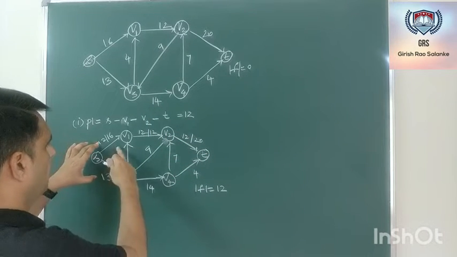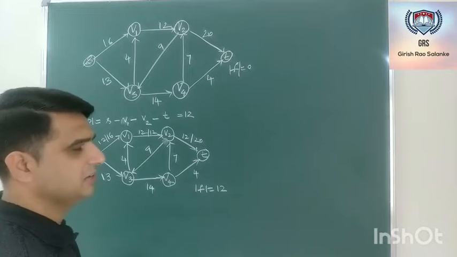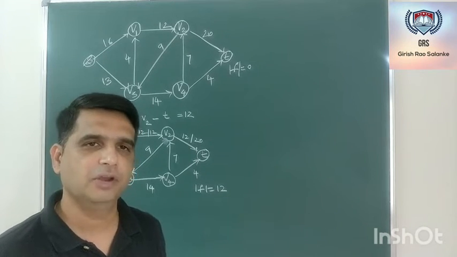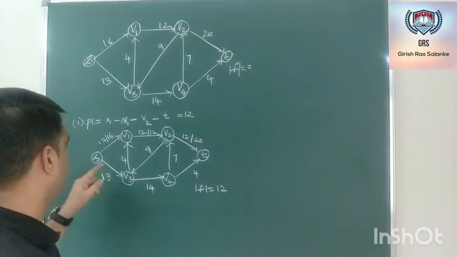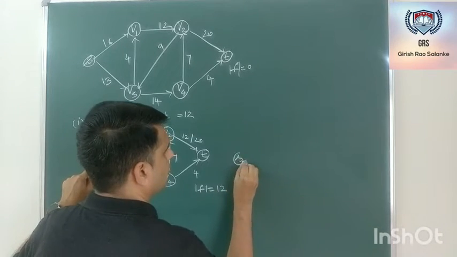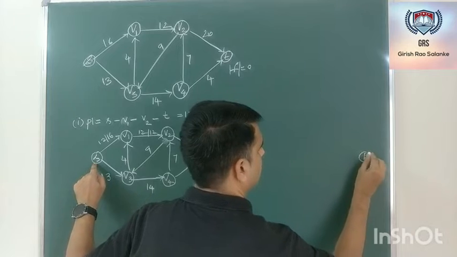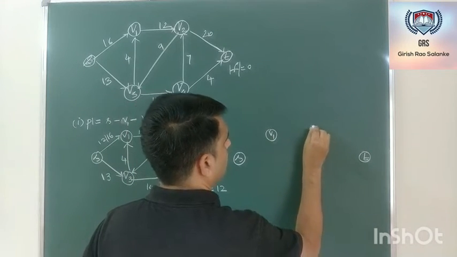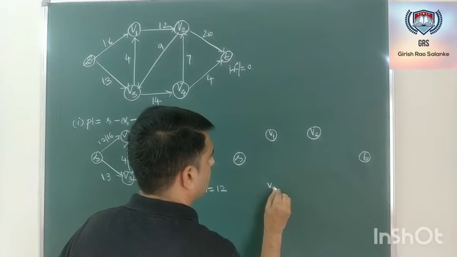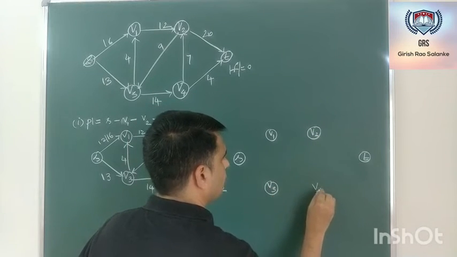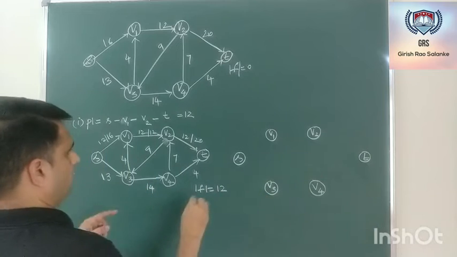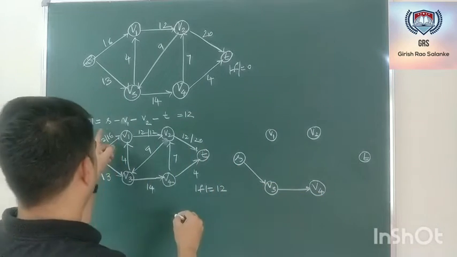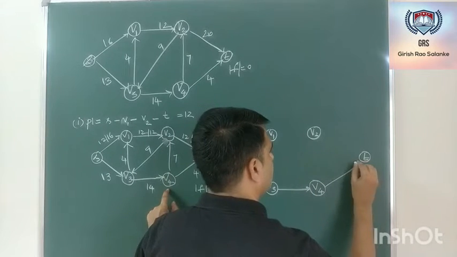Now write the residual network for this. How do we write the residual network? If you are watching the video for the first time, please visit my previous video on how to construct the residual network. The vertices are S, T, V1, V2, V3, V4. The edges that are not part of my augmenting path will remain the same.